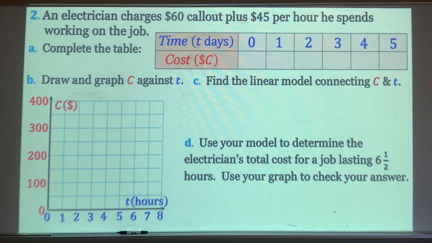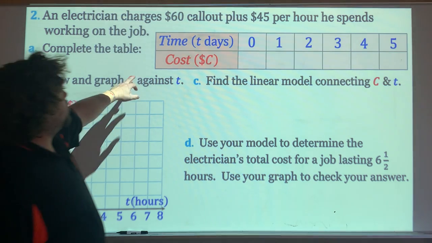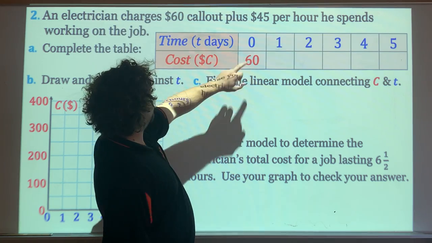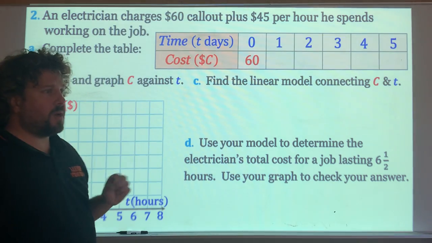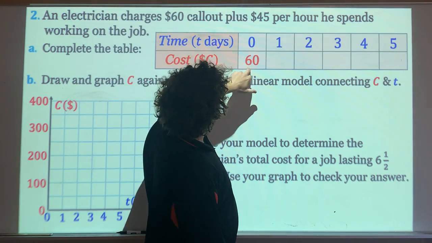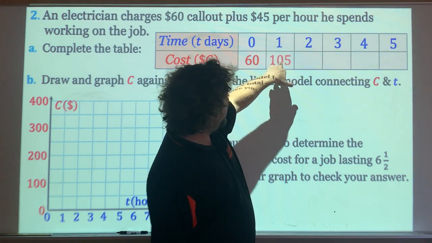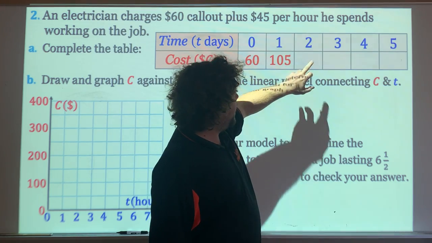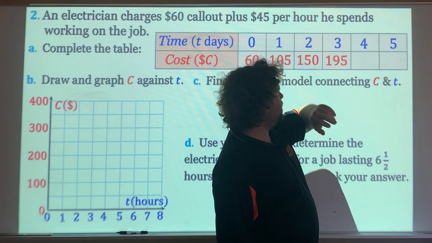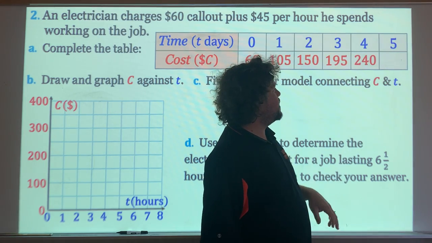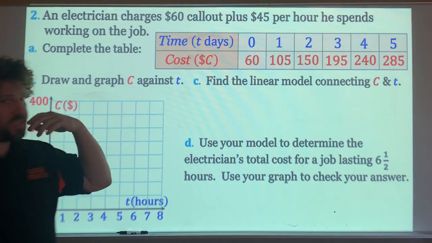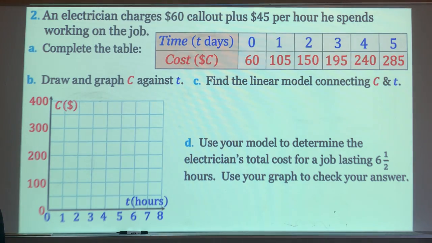All right, so first thing we look for is the initial cost. The call out is his initial cost. So $60 is the amount he spends originally, just for him to come out and look at your job. Now $45 per extra hour, so you take this number, add 45 to it, get 105. Add 45, get 150. Add 45, get 195. Add 45, get 240. Add 45, get 285. So you're just adding 45 to each amount.